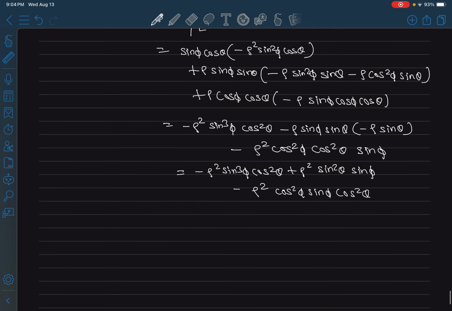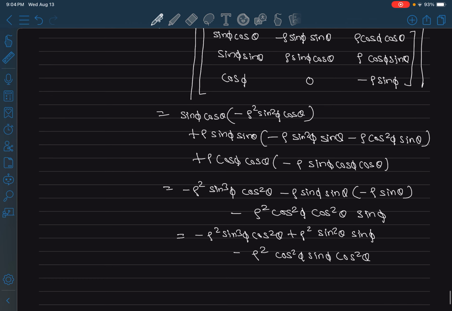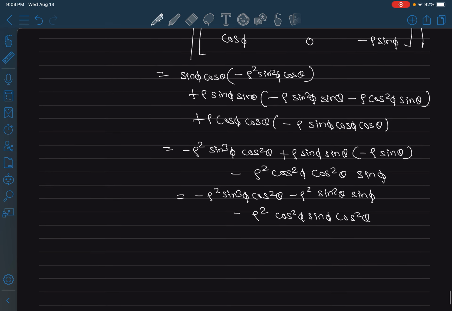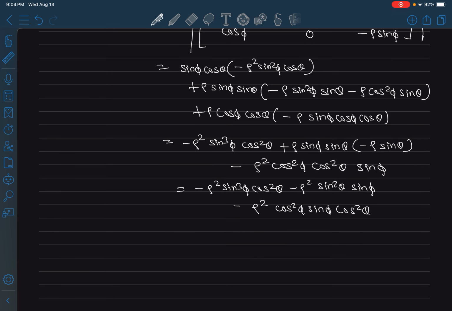Okay, what next can we do? Are we sure about the sign here? There was a plus initially and then a minus, so now this is a plus. Okay, so now over here, what can I do? Can I take sine common? That's actually interesting. What can I do?